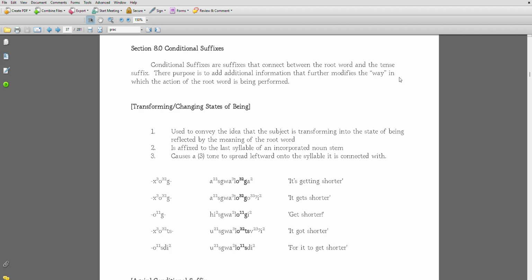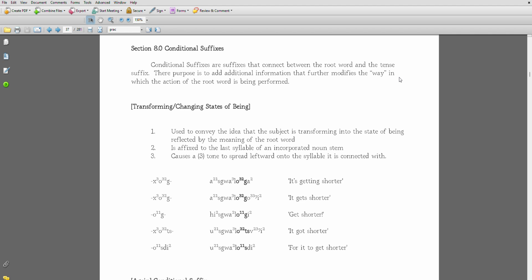Section 8.0, Conditional Suffixes. Conditional suffixes are suffixes that connect between the root word and the tense suffix. Their purpose is to add additional information that further modifies the way in which the action of the root word is being performed. I have also said that it may be a simpler way to understand the concept of conditional suffixes if you think of them as adverbial suffixes, because they do modify the verb that they connect to. However, they do have their own conjugated forms throughout the stems.